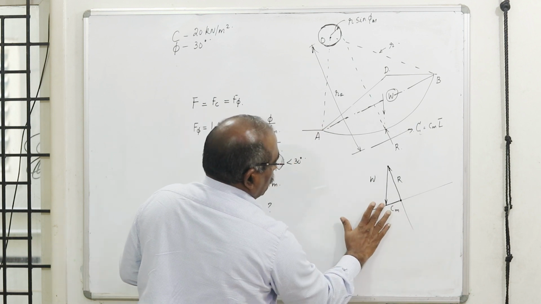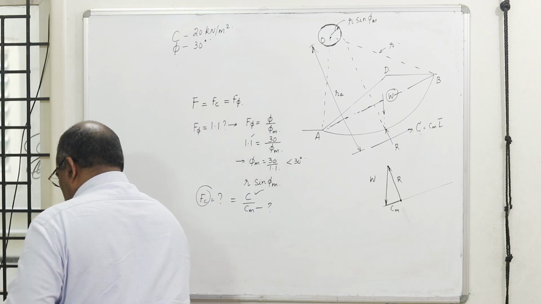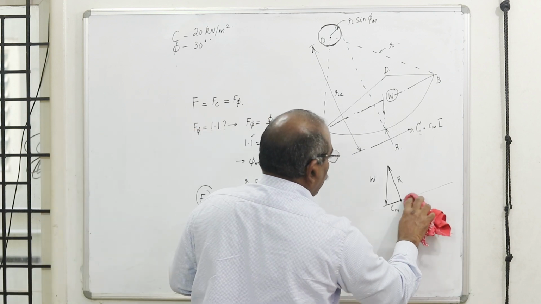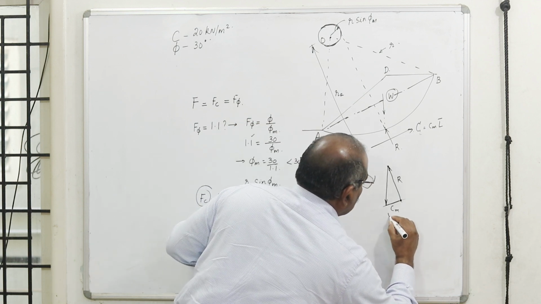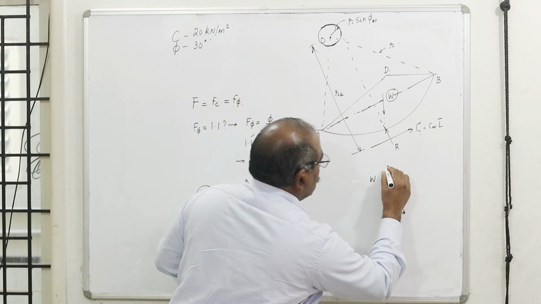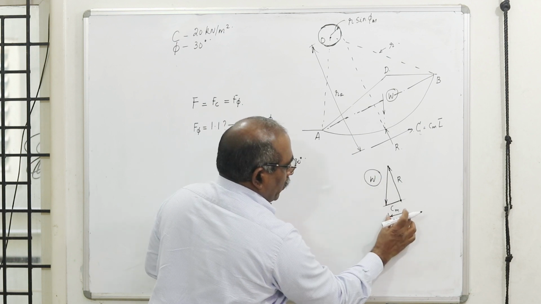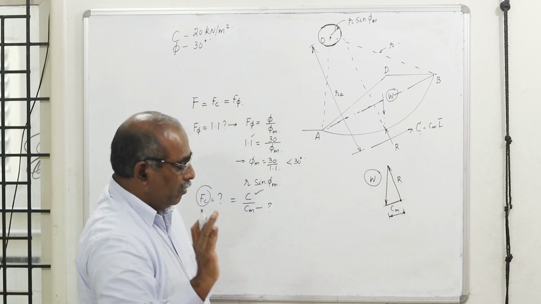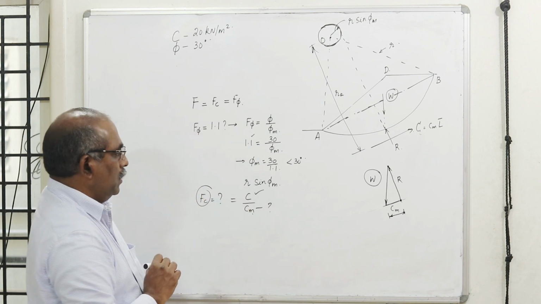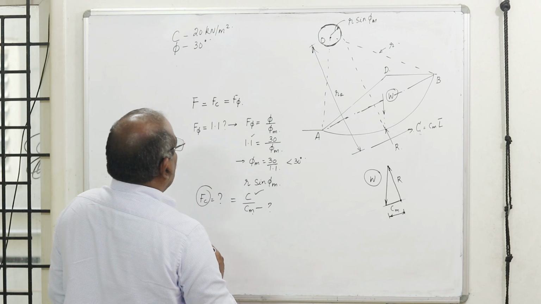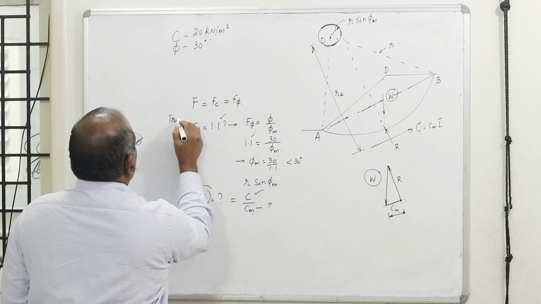Then I erase the construction lines. Now I am left with the force triangle. To the same scale with which I have drawn this W, I can scale out Cm and find its value. Once I get my value of Cm, I substitute here, and I get my factor of safety with respect to cohesion. Then I do the next trial. I increase this; this is trial 1.